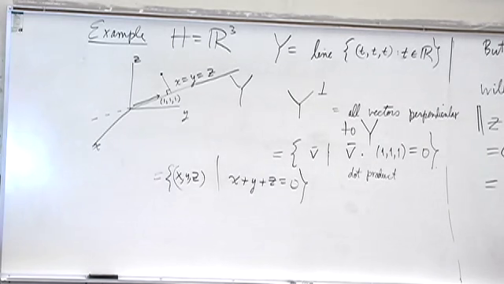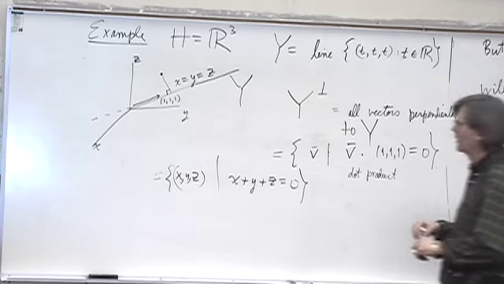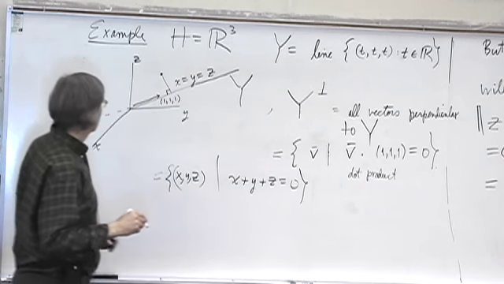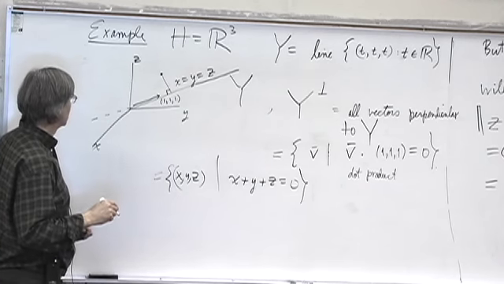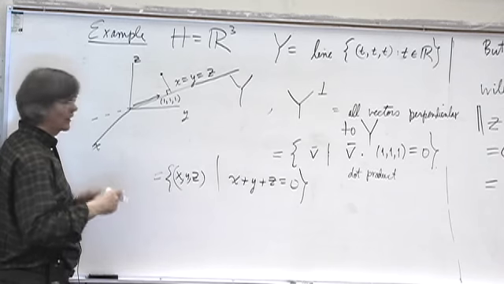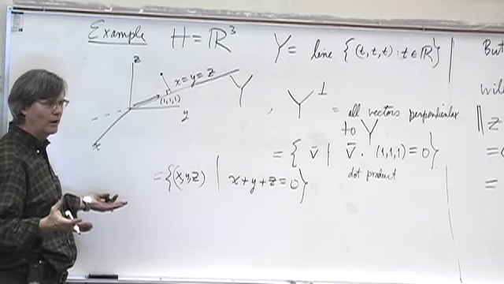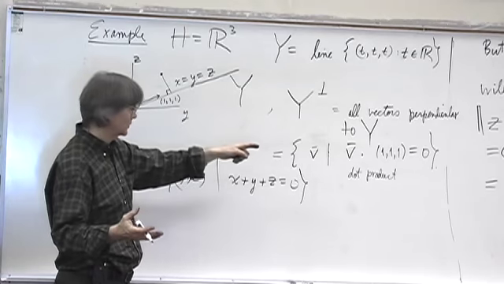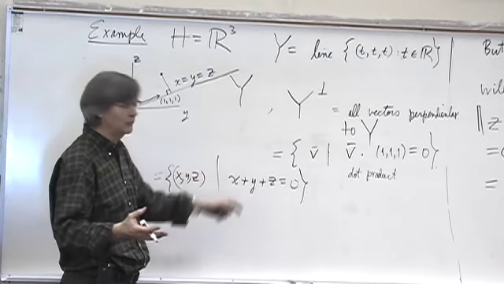Now, so that's Y perp. So this is Y, and then you have this Y perp. Now I claim that I'll have a natural basis for the whole R3 by taking a basis for Y, which is this single vector 1, 1, 1, and take a basis for this.